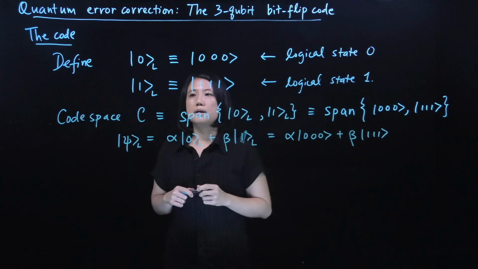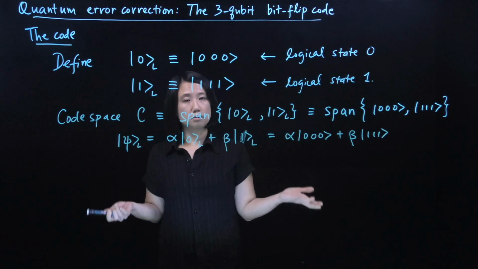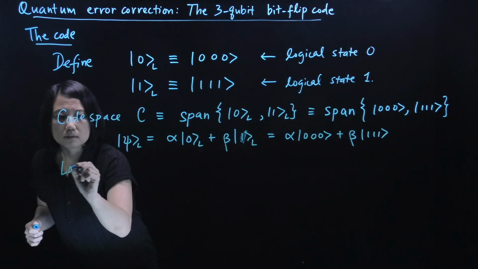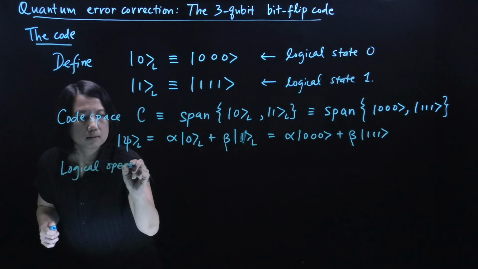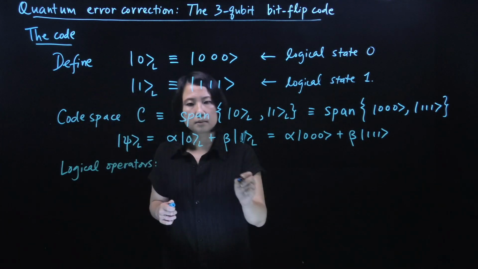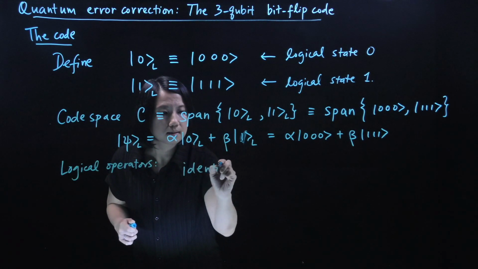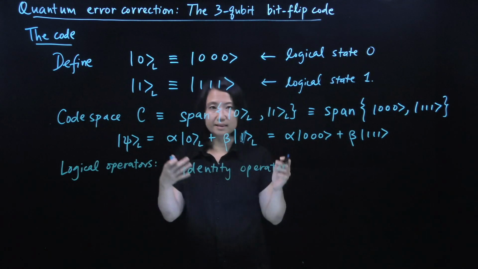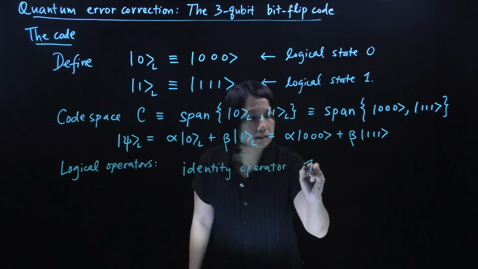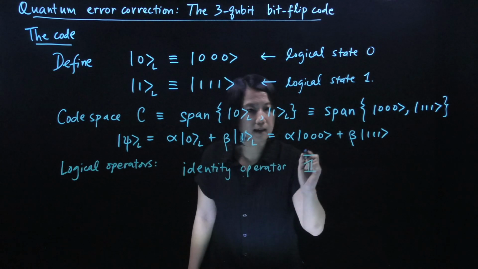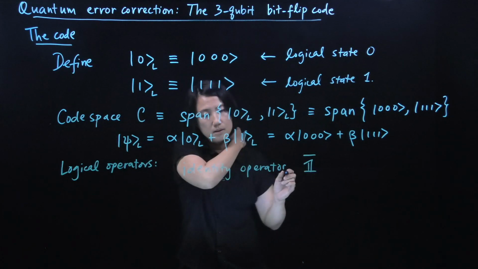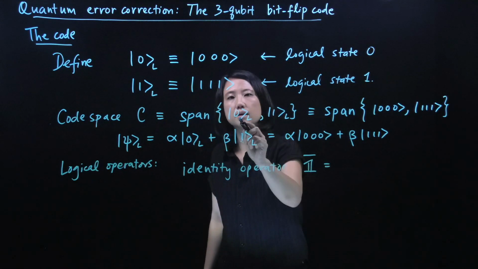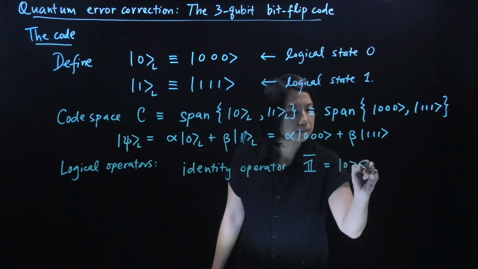So we have talked about the states. I also need to tell you about the operators, essentially the logical operators. These are the operators that manipulate your logical qubit, your logical information. So your logical operators. The identity operator, which I will write as a logical identity, is the thing that does nothing on my code space. The fact that it's logical, I will put a bar on top. You can also put an L below if you want. If I write it in terms of my logical 0 and logical 1, it is what you would expect.